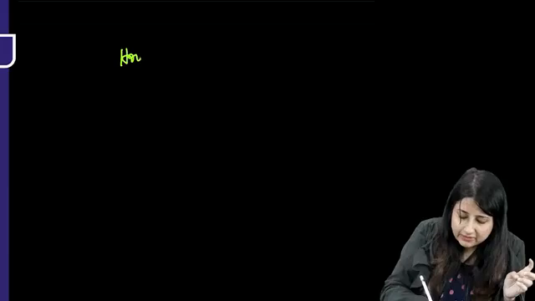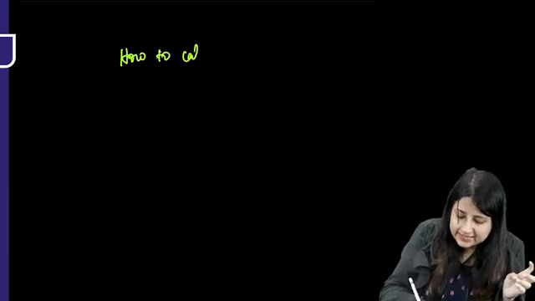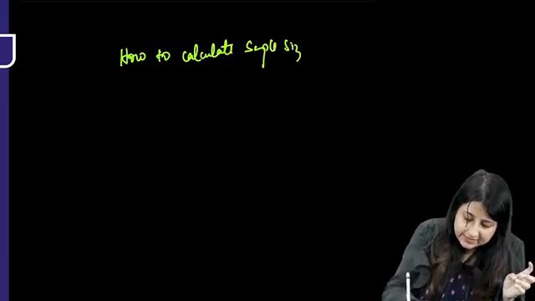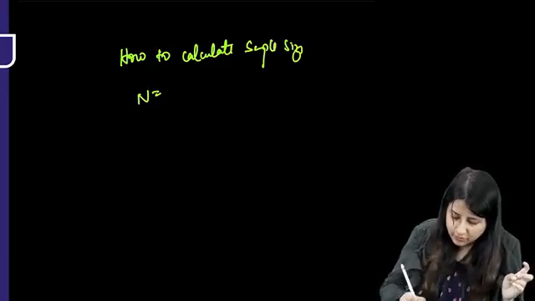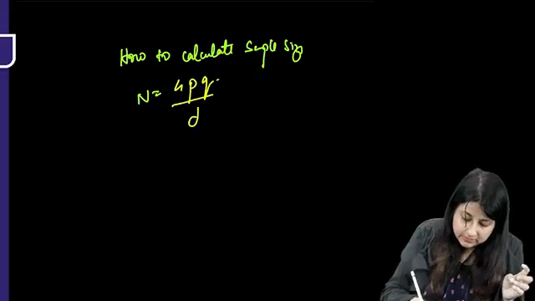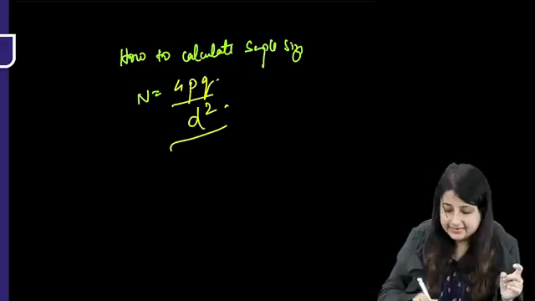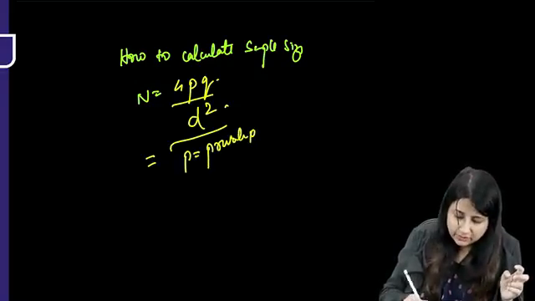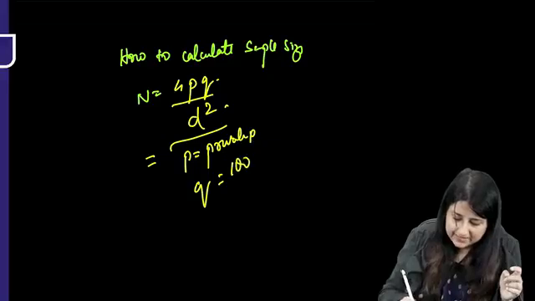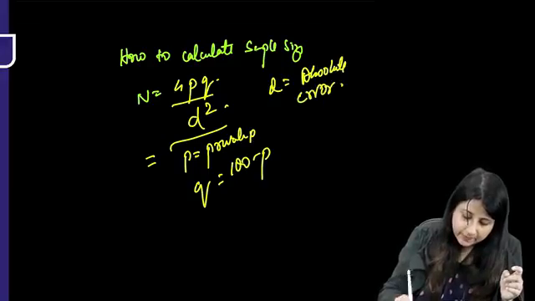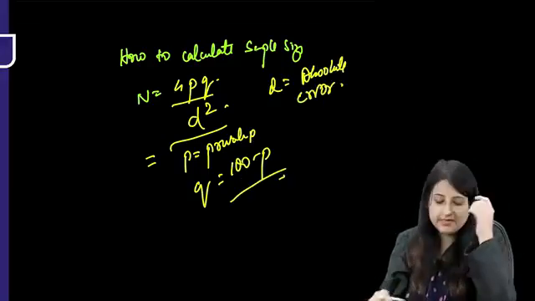Last thing, how do you calculate sample size? What was the formula? Just remember, to calculate the sample size, the formula is 4PQ by D square. P is always the prevalence, which is given to us. Q is always 100 minus P. D is always the absolute error. So 4PQ by D square.